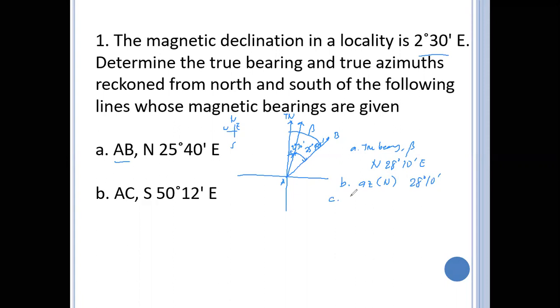Then last, azimuth from the south. So, ang reference natin is this south line. So, ang direction is clockwise. So, ito. So, this is 180 plus the value of beta. So, this will give us 208, 10 minutes. Okay. So, yung second part naman, yung AC naman.